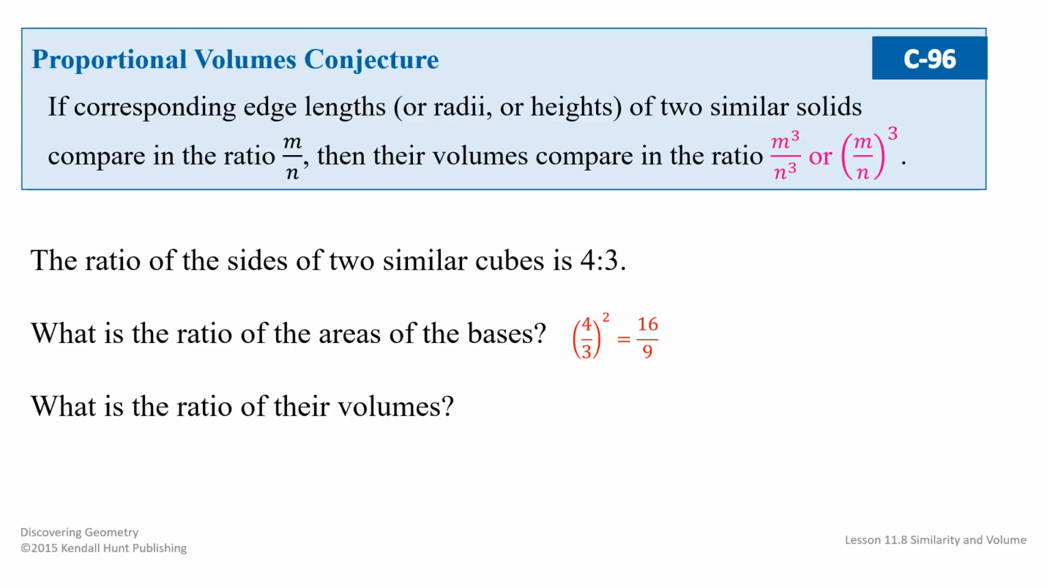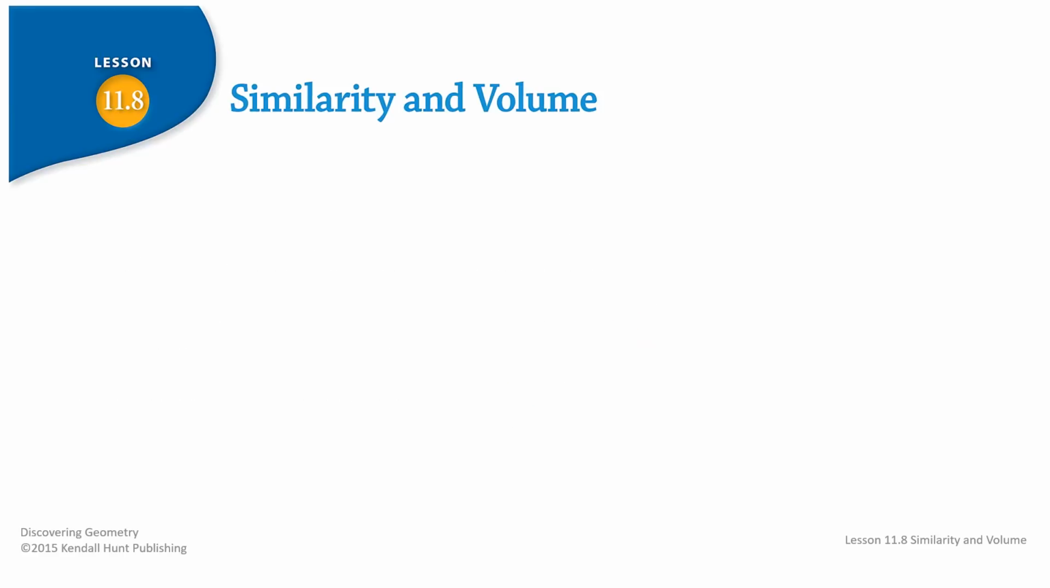Now let's look at the volume. As you see above, the volume ratio is cubed. So I'm going to take that same ratio and I'm going to cube it. That means 4 times 4 times 4, 3 times 3 times 3. What do we have? 64 over 27. So anytime you have the side ratio, if you want to find the volume ratio, you have to cube it. Now this is going to be helpful in finding missing volumes, as we're going to look at in our next example.